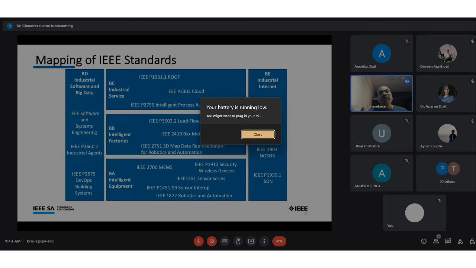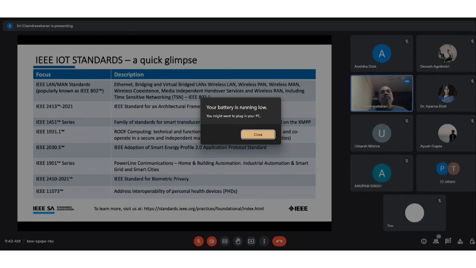So I put a mapping previously on the different elements, and these are the standards we are doing in each of these elements. This is a quick glimpse of various standards that we are doing. I don't think this covers everything that we are doing within IEEE. It's not easy, and I've got a link to the foundational practice page, and I can share this slide deck with Anshika Dikshit, and she can probably circulate it to people who registered or attended this particular session.